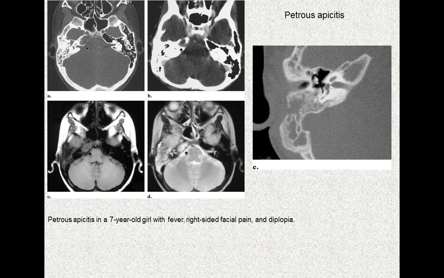Petrous apicitis in a 7-year-old girl with fever, right-sided facial pain and diplopia. We see in the temporal bone increased attenuation of the mastoid air cells and loss of aeration of the right petrous apex. This is petrous apicitis.